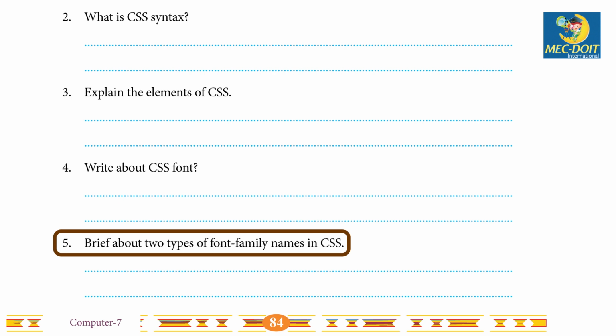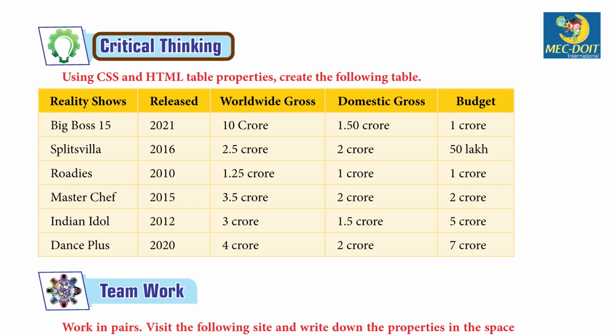5. Briefly describe the 2 types of font family names in CSS. Answer: there are 2 types of font family names in CSS, which are defined below. Family name: it is the name of a family of fonts that includes Arial, Times, etc. Generic family: it is the name of the generic family that includes 5 categories, which are serif, sans-serif, cursive, fantasy, and monospace.